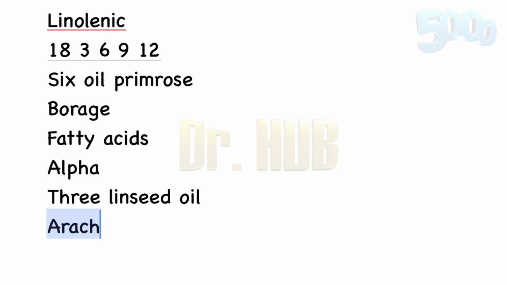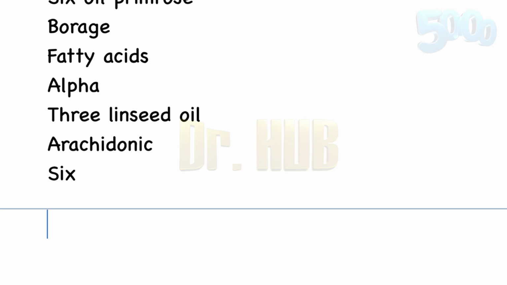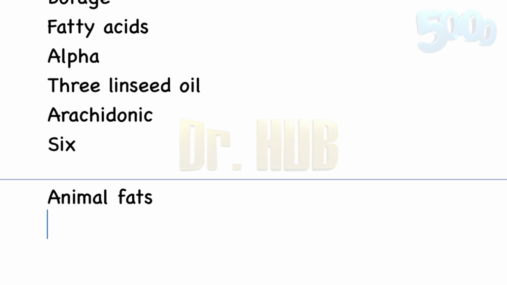Then is the arachidonic acid. Arachidonic is 20:4, with double bonds at positions 5, 8, 11 and 14, and it belongs to the omega-6 family. Arachidonic, as the name suggests, is present in animal fats, and also in phospholipids in animals.